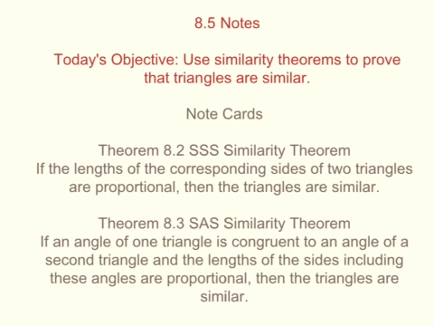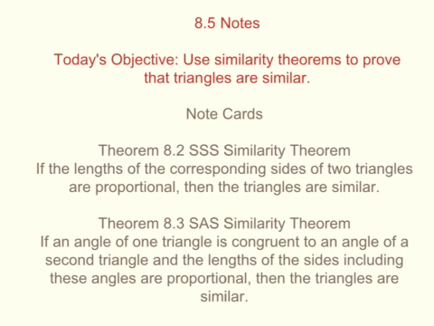These are much like the congruency theorems when we were talking about congruent triangles. The only difference here is the sides aren't congruent to each other, they're proportional to each other. So the side-side-side similarity theorem says if the lengths of the corresponding sides of two triangles are proportional, then the triangles are similar.